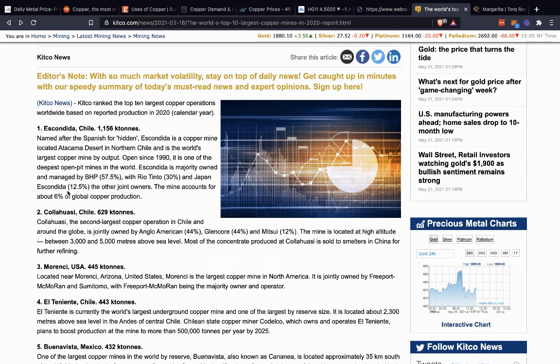Okay. So Escondida, Chile is 1,156 kilotons. Colahuasi, Chile is 629 kilotons. Let's see. So you just look at the top four: 3 out of the 4 are in Chile. So that's what we're going to be talking about. Again, I'm not selling it. I'm just telling you to look into it. This would be my play.